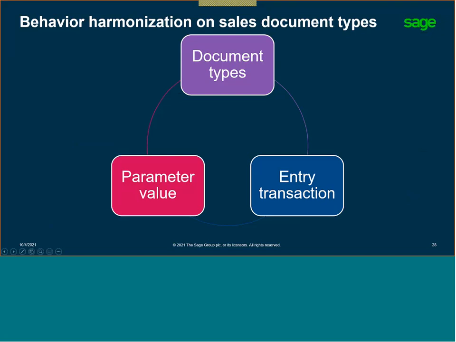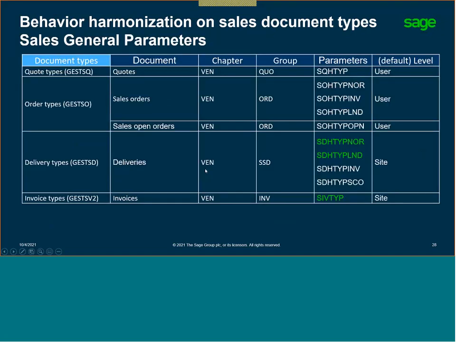Now, this is a behavior change in the development made by Sage, but we also have to consider that the document types, the entity transactions, and the parameter value are included in this behavior. So you have to consider these three points. If we list the general parameters, we have those general parameters for the different documents, such as codes, so it's the XQH type. For the sales order, we have three parameters for normal orders, direct invoice orders, loan orders. We have the same also for the sales open orders, deliveries, subcontracting deliveries, normal delivery, etc., and we have also for the invoices the SIV type.